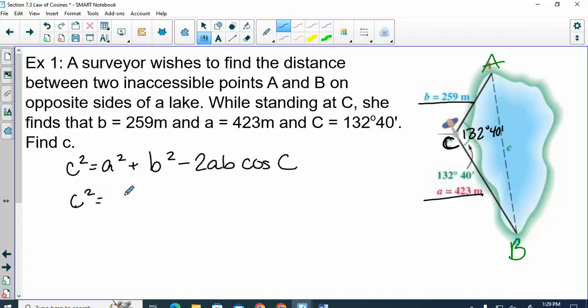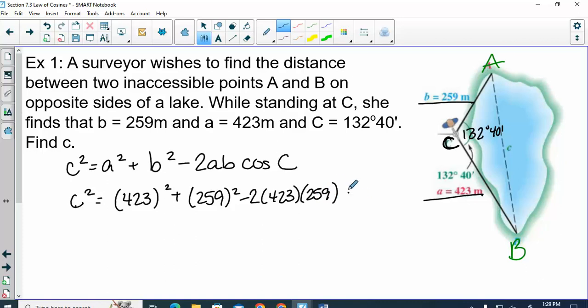C squared equals A, 423, squared plus B, 259, squared minus 2 times A times B cosine C. What would you have to do to get C by itself? Square root. Would it be okay if I just go ahead and do the square root and put it all in my calculator like that?